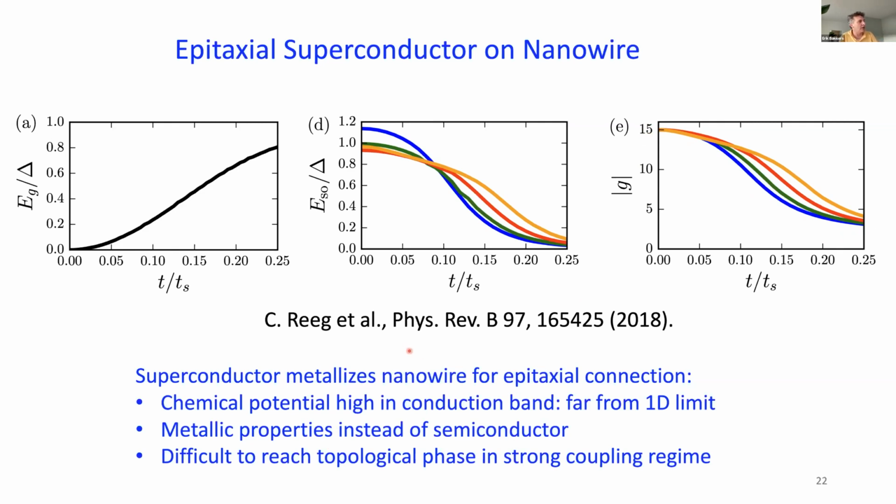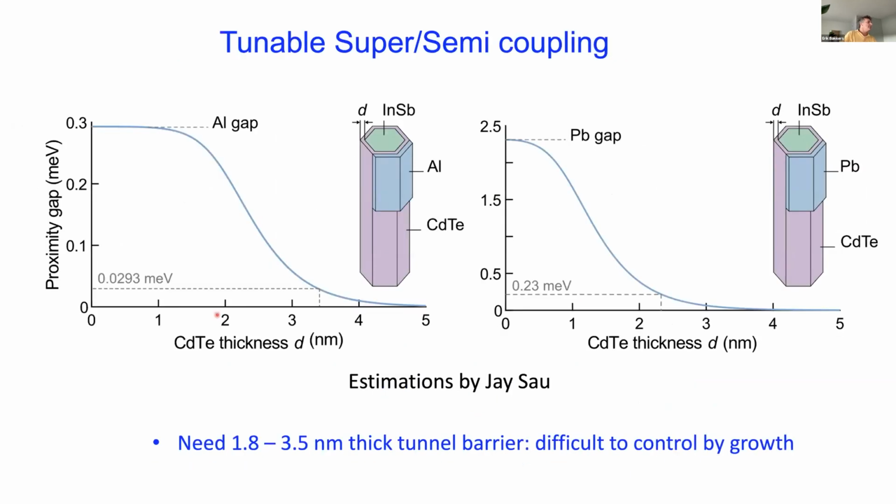We would now like to reduce this coupling by using this tunnel barrier of cadmium telluride. In this graph, we calculated the proximitized gap as a function of the cadmium telluride shell thickness for two different systems: one where we have aluminum and one where we have lead. These estimations were done by Jay Sau, using the conduction band offset, the coherence length, the effective masses, and the lifetimes. Aluminum has a bulk gap of around 0.3 millielectron volts. Lead has a much bigger gap, around 2.5 millielectron volts. That's why we're also interested in lead.